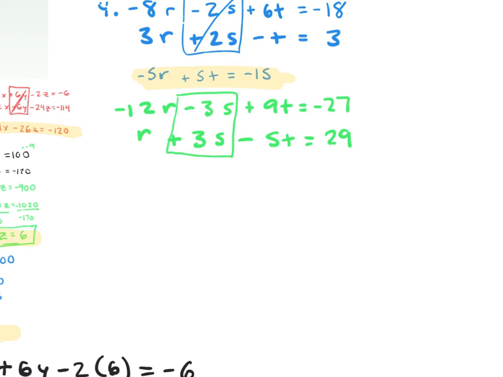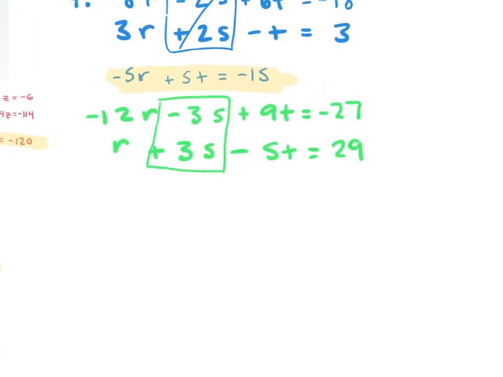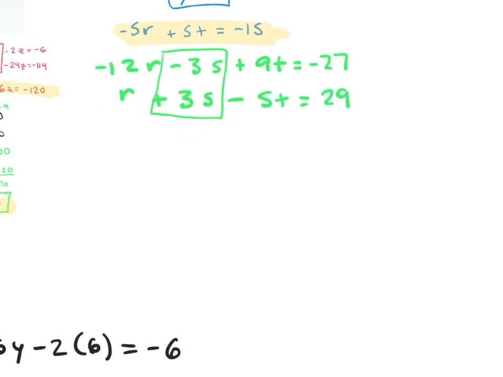So you'll see once we find the answers that you can start by canceling out the t's and you'll end up with the same thing. So there's definitely more than one way to get the answer. So we see our s's will cancel out. What's negative 12r plus r? Negative 11r. And what is 9t minus 5t? 4t. And negative 27 plus 29?